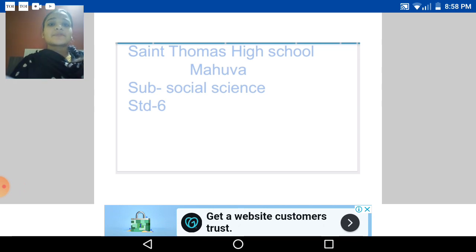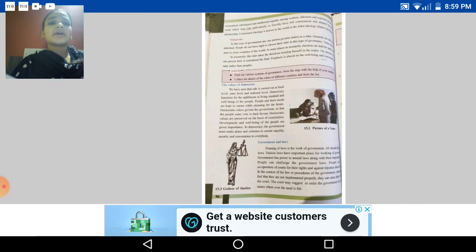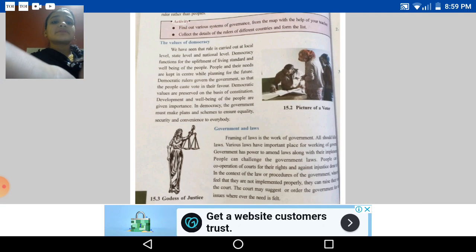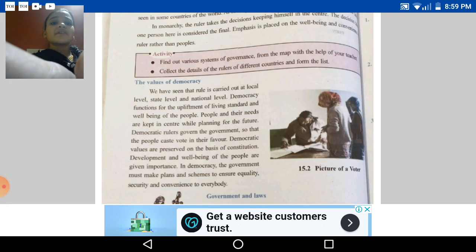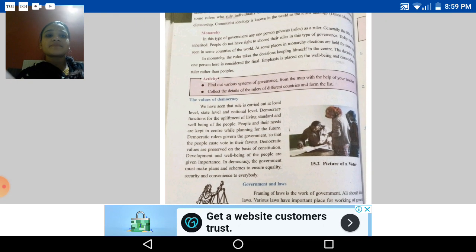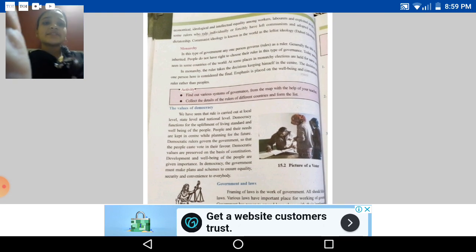Subject: Social Science. In the last lecture we have seen the types of government. First is democratic, second is communist, and third is monarchy. Let's see it.